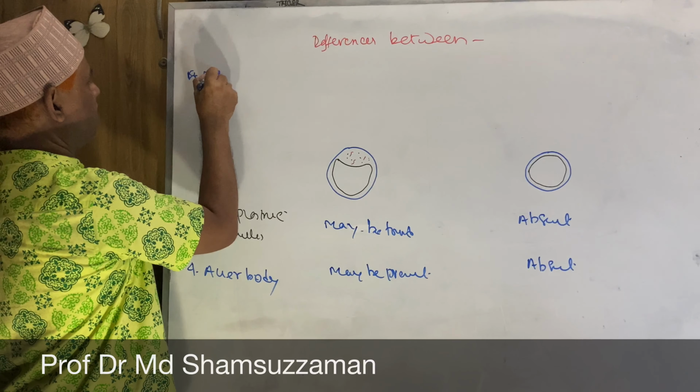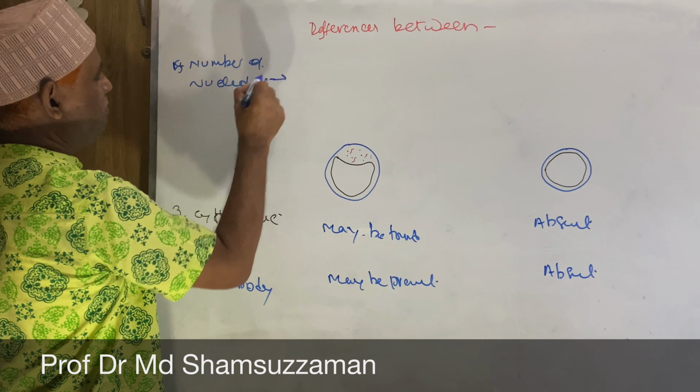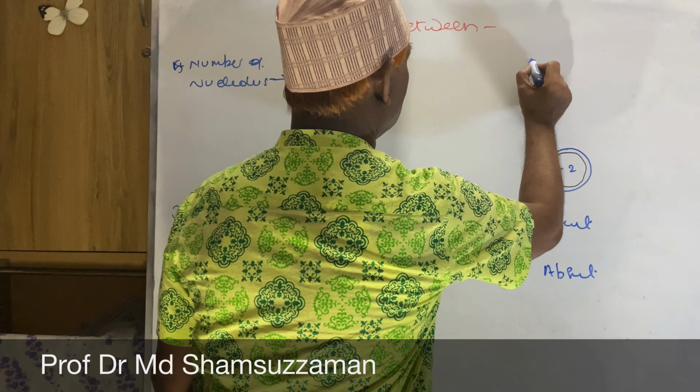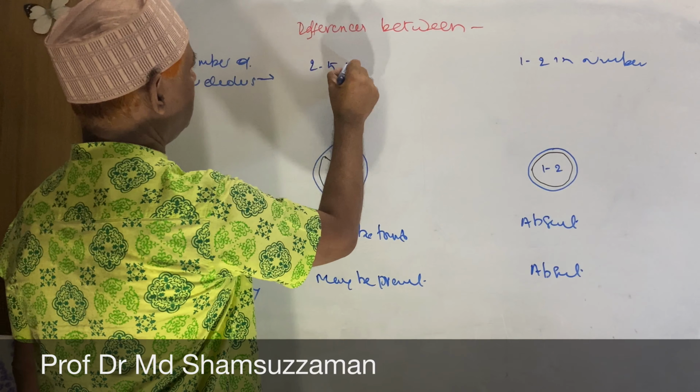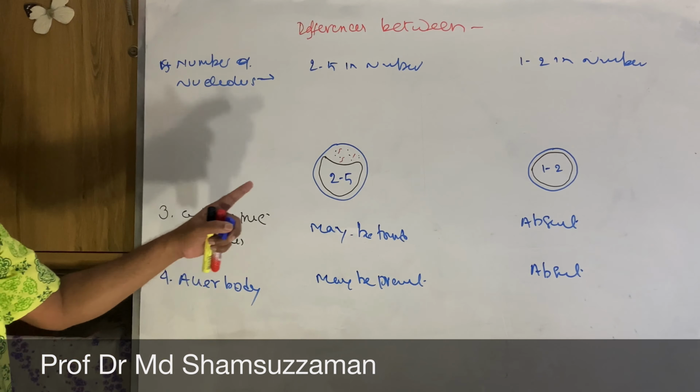Number 5, number of nucleoli. In case of lymphoblast, the number of nucleoli is 1 to 2. But in case of myeloblast, the number of nucleoli is 2 to 5. So the number of nucleoli in myeloblast is more than in lymphoblast. In myeloblast, 2 to 5, but in lymphoblast, 1 to 2. So these are the differences between myeloblast and lymphoblast that we can see under a microscope.